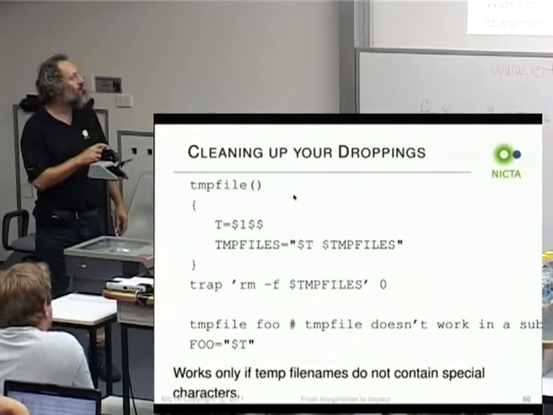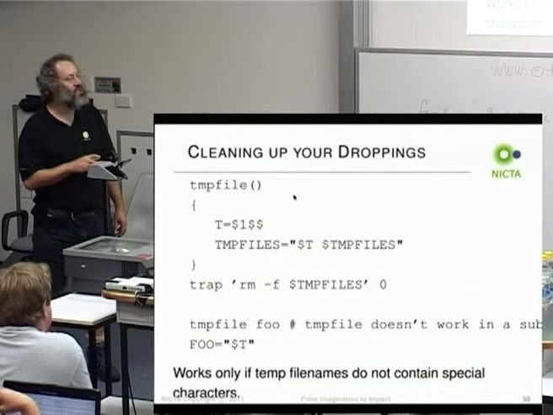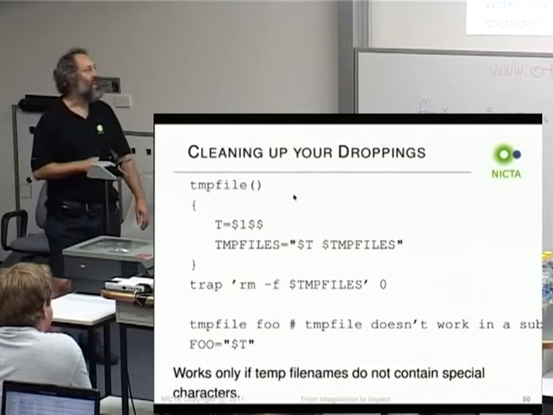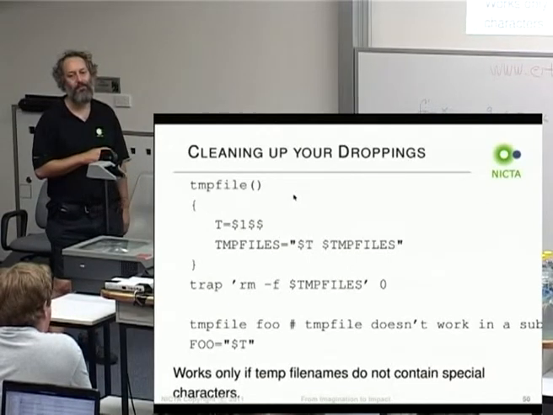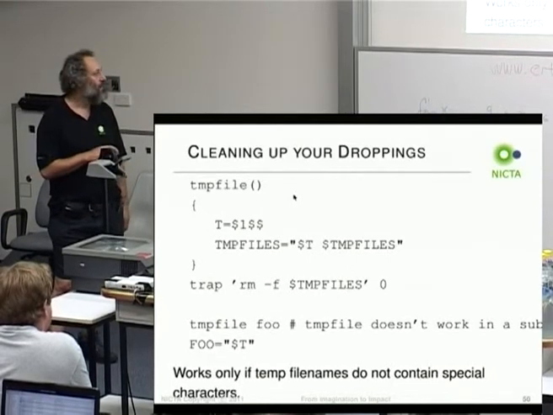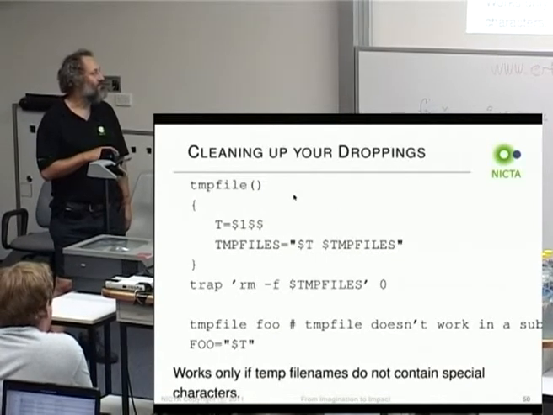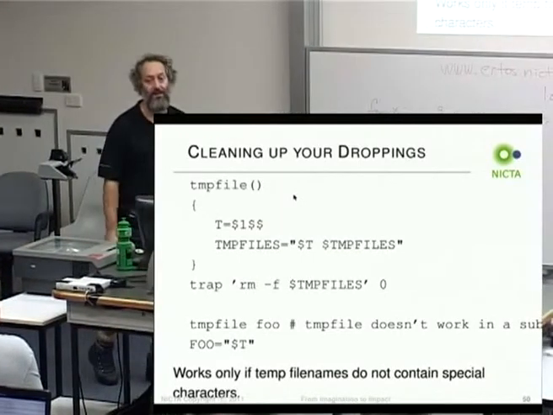And then if you use a temp file function, you can keep track of which temp files you've produced and then remove them all in one go. It's not going to work in a subshell because the value of temp files is not going to be visible in a subshell, which is why I've set foo here to $t, which this thing leaves as droppings. Okay? And that's only going to work if temp files, just file names, don't contain special characters.